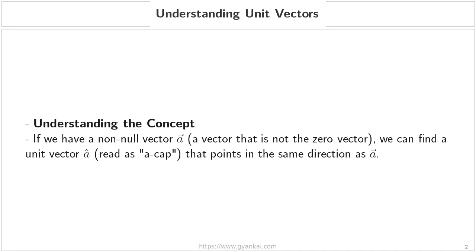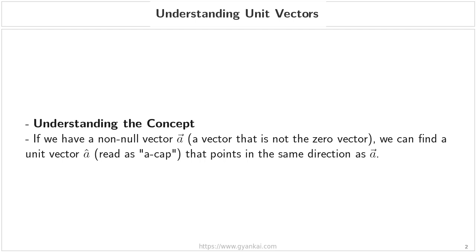Understanding unit vectors. Now that we've established that a unit vector is simply a vector with a magnitude of exactly 1, let's dive deeper into how we actually understand and create one. First, let's look at the concept. Suppose we are working with a non-null vector, which we'll call a vector. Now, non-null just means it's not a zero vector. It actually has some length and direction.